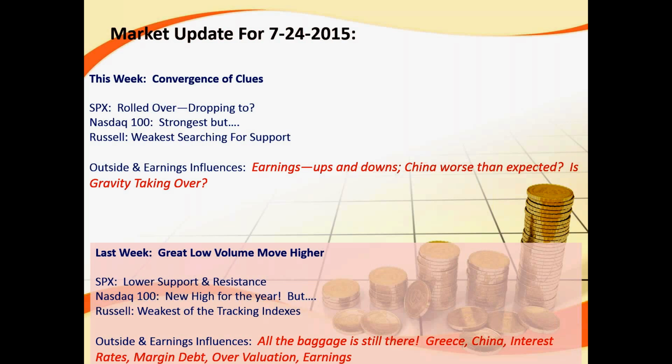So as I said, the NASDAQ 100 is the strongest, but will it give way? Russell's weakest, but it's searching for support. Where's it going to find support? Don't know at this point. Outside influences: earnings continue in earnest going into next week. Some of you have probably seen the $74 bounce in Amazon today.